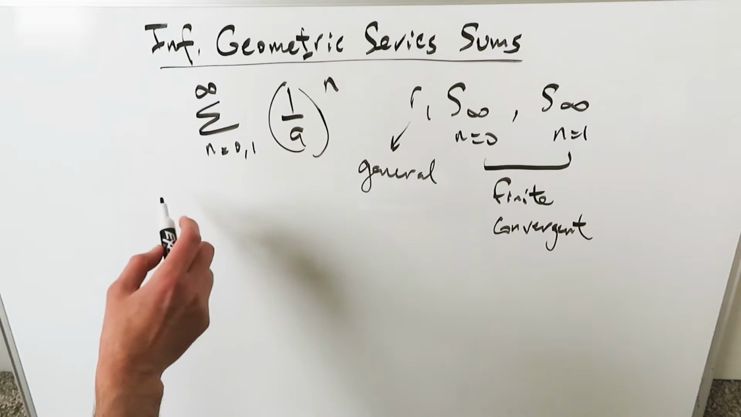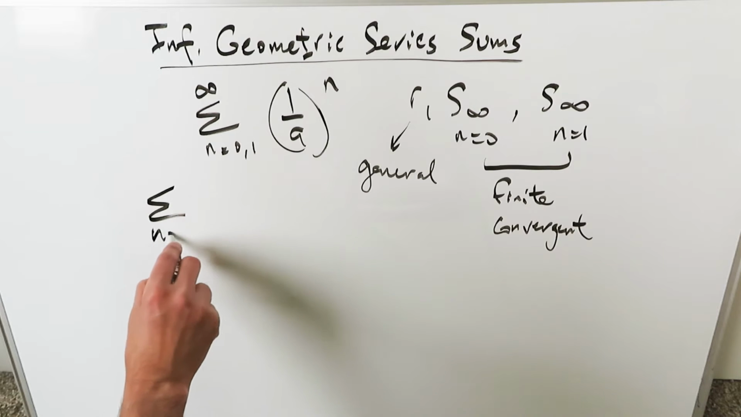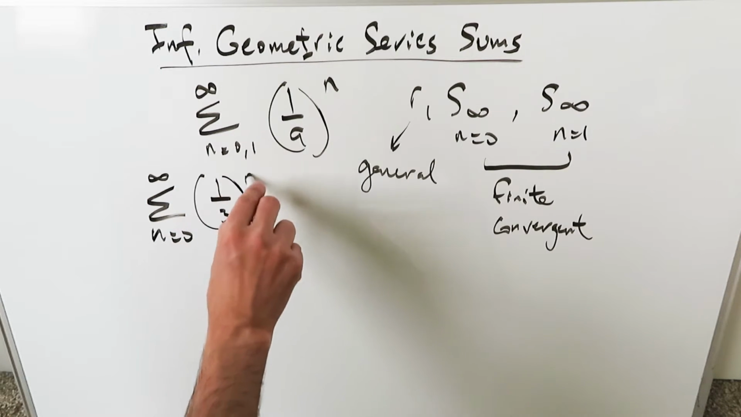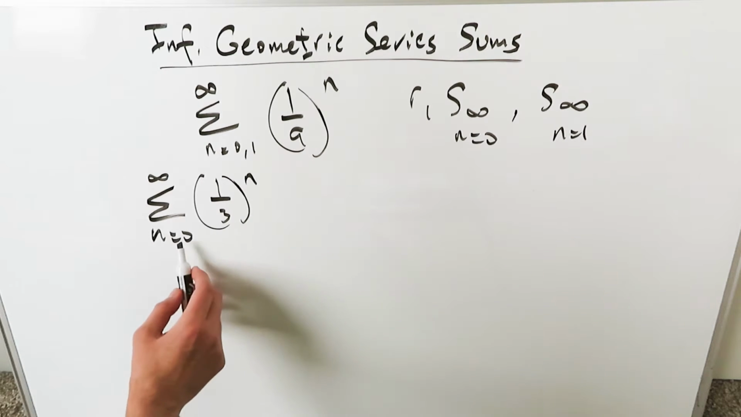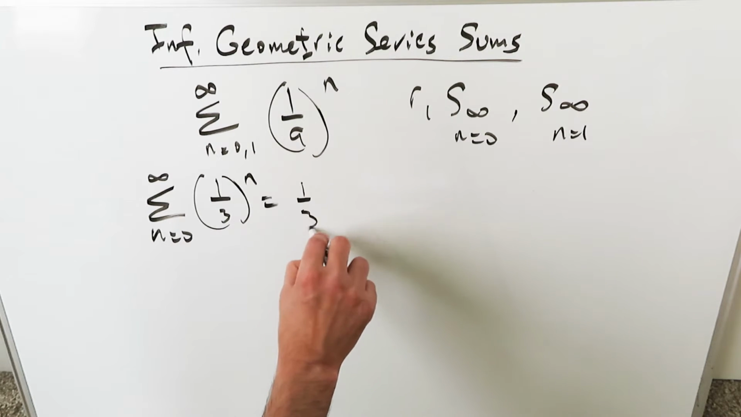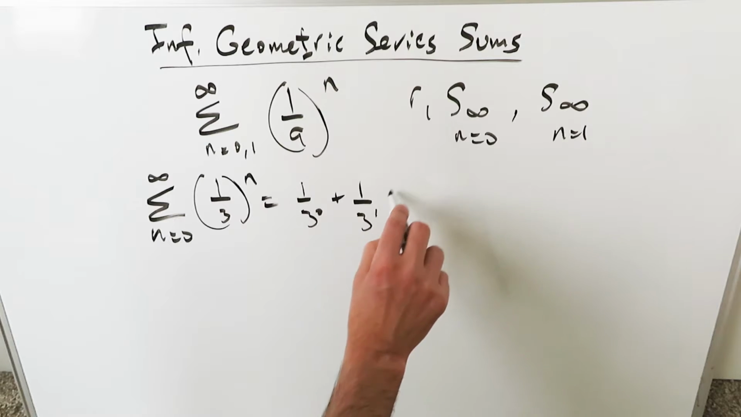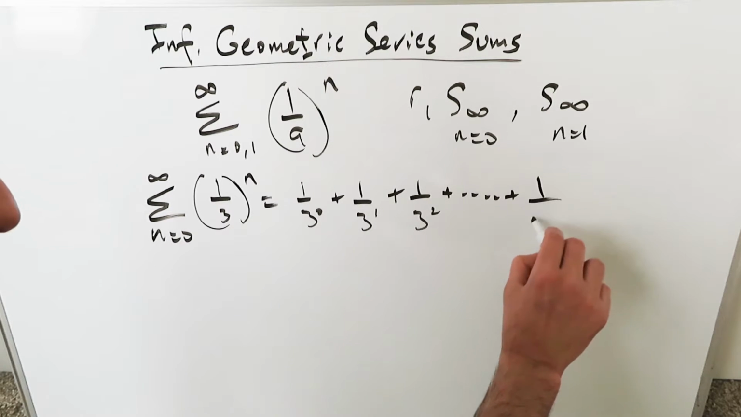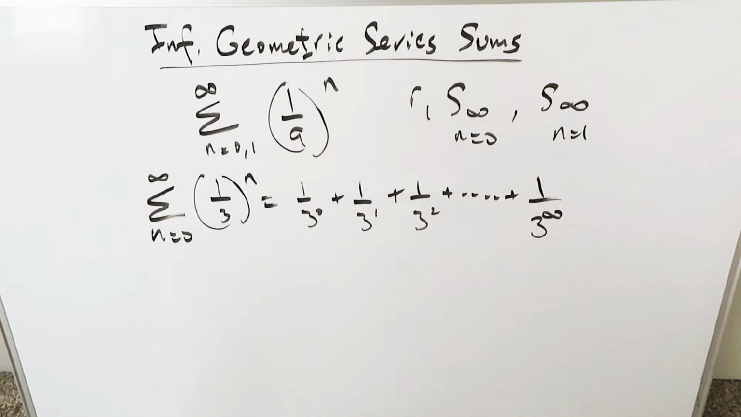Let's start here with two examples, one being this. When n is equal to 0 up to infinity, I have 1 over 3 to the power of n. When I expand this out, starting from n equals 0, I have 1 over 3 to the 0 plus 1 over 3 to the power of 1 plus 1 over 3 squared, going all the way up to where the eventual value is 1 over 3 to the infinity.